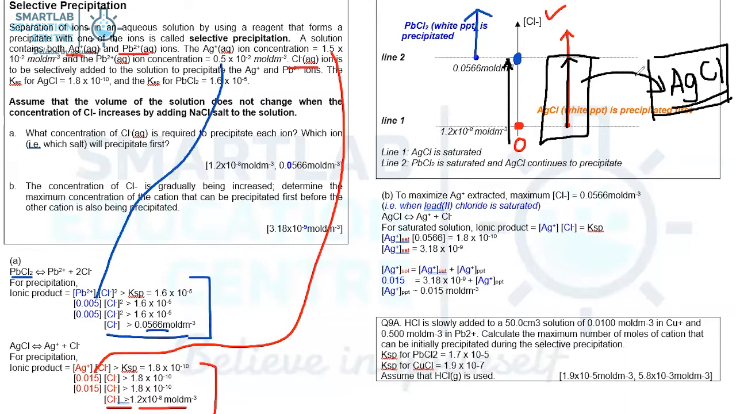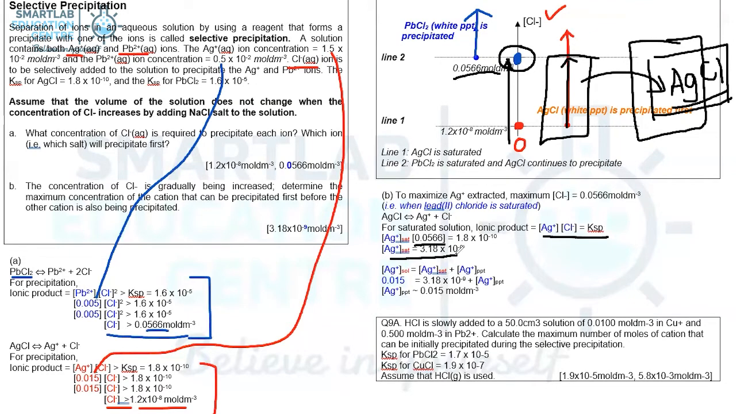From here, we're able to calculate the maximum amount of Ag+ that's been precipitated. We could do so by using the Ksp of AgCl. Since the maximum concentration of Cl- is 0.0566 mole per dm³, we could input that as the concentration of Cl- in the Ksp expression for silver chloride. And we can work out that the concentration of Ag+ that is saturated and still in the solution is this value.